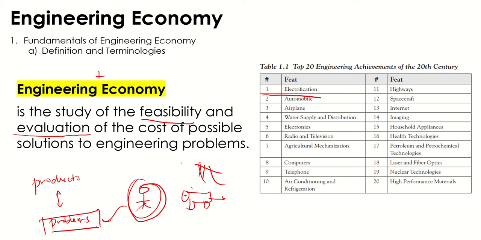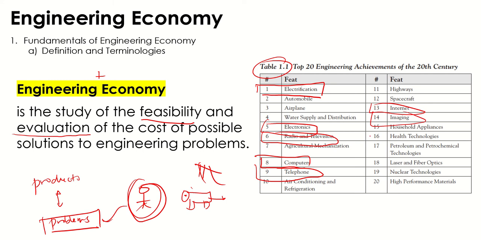So that's it. So Table 1.1 here: top 20 engineering achievements of the 20th century. You see, right? Most of the engineering achievements involve electrical engineering, because we have computers, telephones, radio, electronics, internet, and imaging, we have laser, high performance materials. Right? So many. Number one really is electrification.